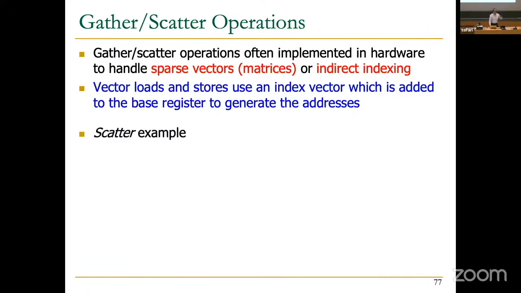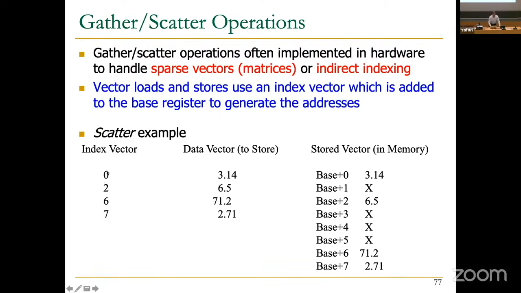Let's take a look at an example of a scatter, not gather. So this is our index vector. These are the locations from a base address that we're going to store this data vector to. Now, this is a simple example. We have only 4 elements, but what this means is that the vector should be stored this way in memory. At base location, which needs to be specified somewhere, +0, we should store 3.14. At base +2, we should store 6.5. At base +6, we should store 71.2. At base +7, we should store 2.71. And the rest we don't touch.